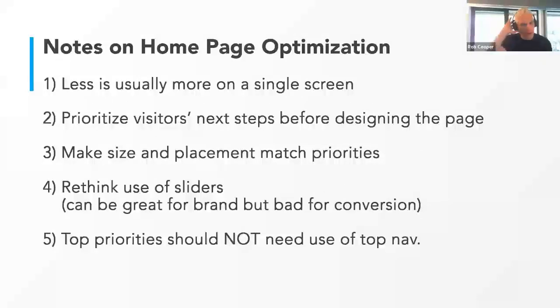So a few notes as well. Typically with homepage optimization specifically, less is usually more. There are some exceptions, but yes, less is usually more on a single screen. Again, you want to prioritize the visitor's next steps before designing the page, not trying to fit it in afterwards. And again, be really strategic there. You want to have different rows and columns and features on the page that'll be steering people to different places on the site. And you want to make the size and placement of each of those rows and columns match your priorities.